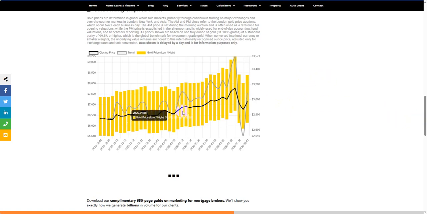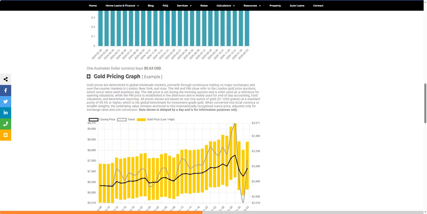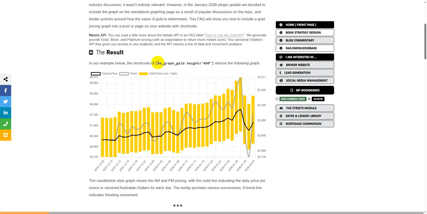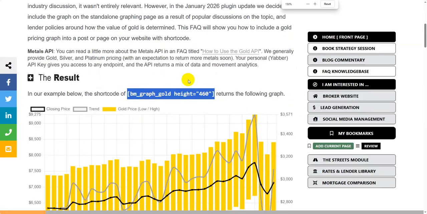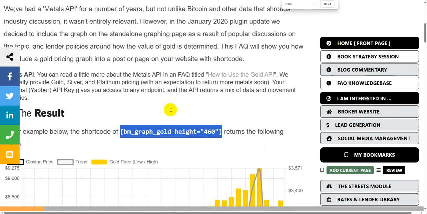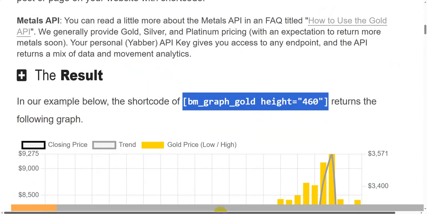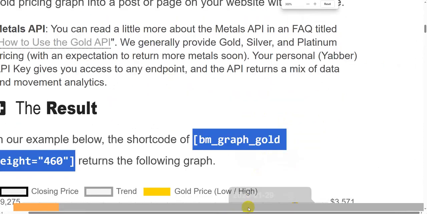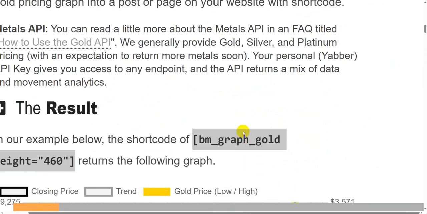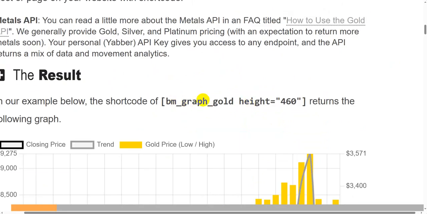There are a large number of attributes and shortcode attributes that apply. So the graph itself, if you want to include that on your website, that is the shortcode to use. Let me see if I can just scroll in there on the screen, just to beef it up a touch, because I don't want to throw this into Adobe. I couldn't be bothered. So I'll just scroll it back there a bit. There you go. BM Graph Gold, that's all you need with that closing bracket. So BM Graph Gold, and that'll return it with the default height. If you want to alter the height of that graph, use height equals 460.